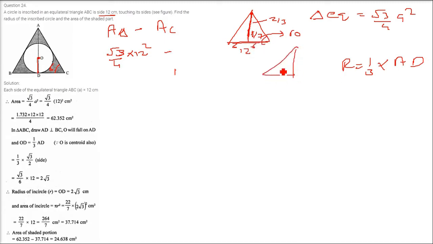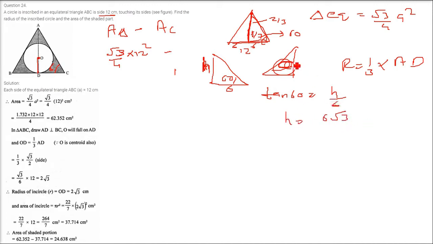So for this triangle, let me take this triangle. We have this as 60 degrees, this as 6, and we have to find this one. Say it is the altitude, h. So tan 60 will be equal to h by 6. So h will be equal to, tan 60 is root 3, so 6 root 3 we get.